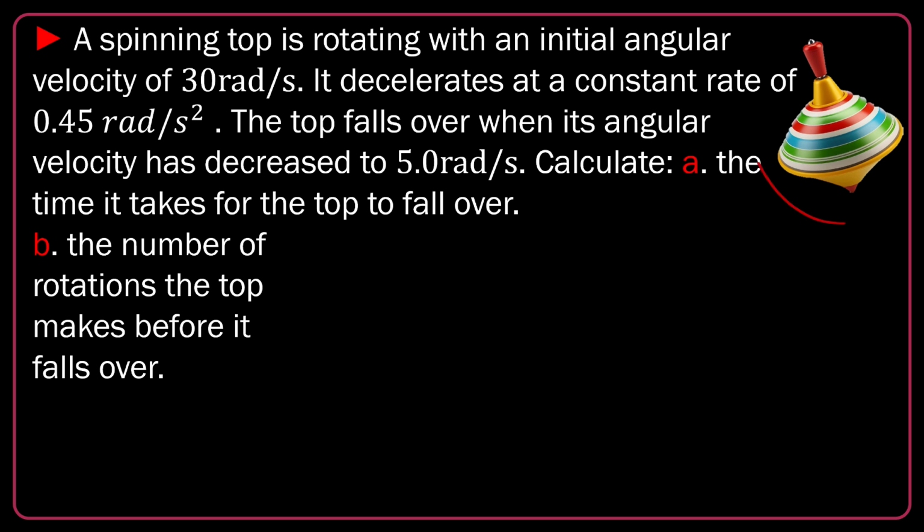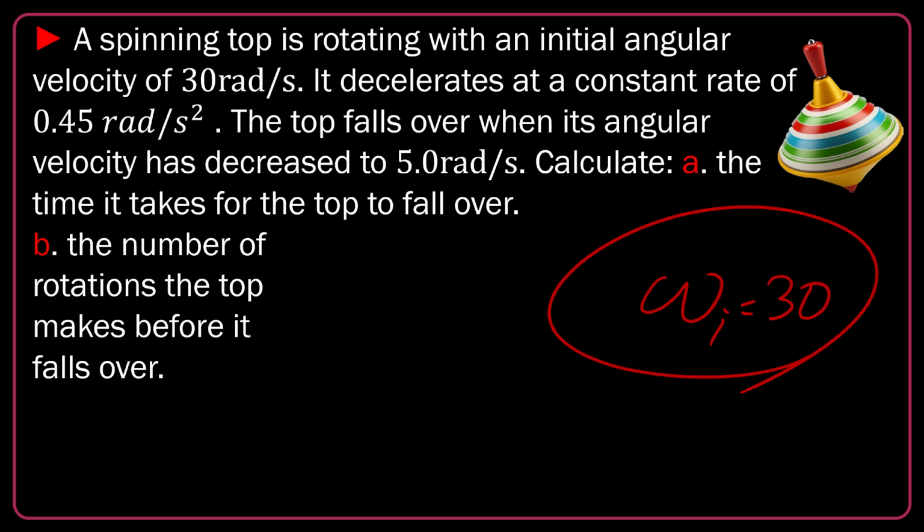Spinning top. A spinning top is an object that you start rotating. At the beginning, it has the maximum number of rotations, maximum omega per second. And then after a few moments, due to friction, it will lose energy and may drop. Okay, let's read the question. A spinning top is rotating with an initial angular velocity of 30. So the maximum omega at the beginning is 30. Due to friction, as I mentioned, it will reduce to some smaller value. It decelerates at a constant rate of 0.45.